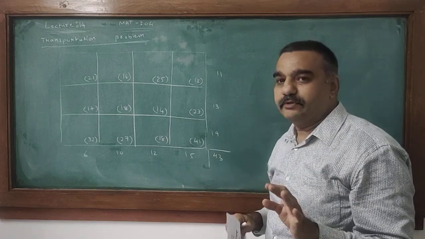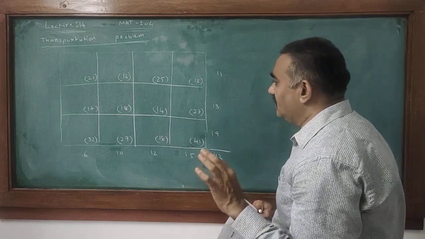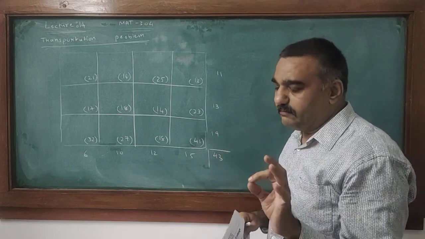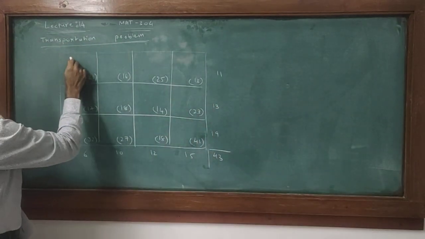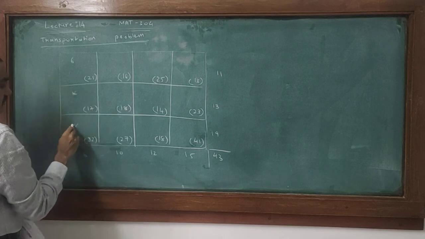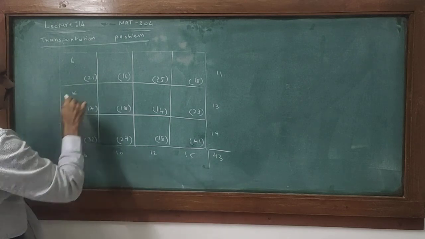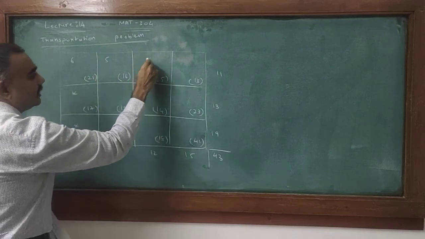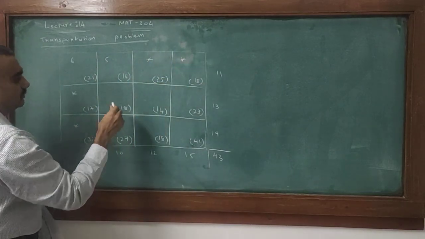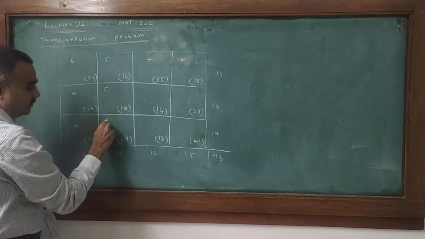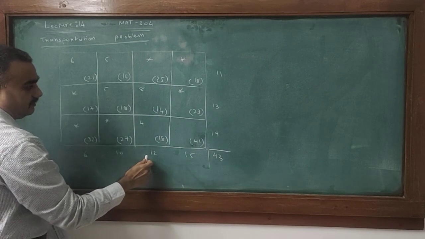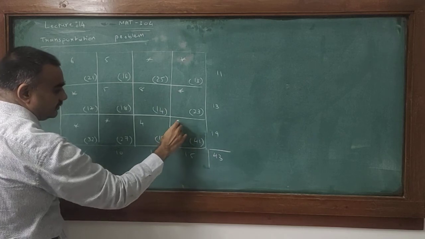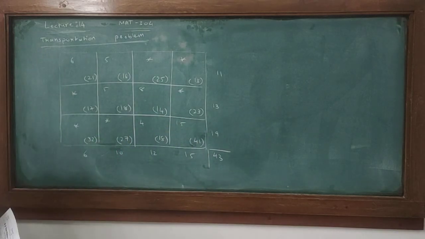Then I taught you three methods. The first one was the northwest corner rule. By that method you can use 6, and this 6 is over. Then I use 5, now this is over, then again 5, this is over, then 8, this is over, then 4, 12, and then here it is 15. So both are over.